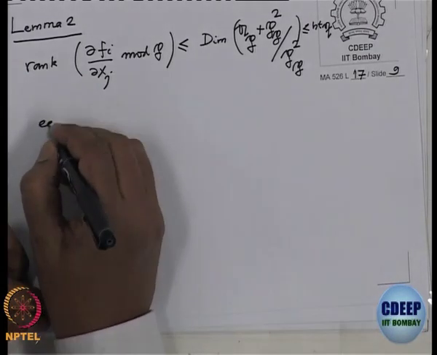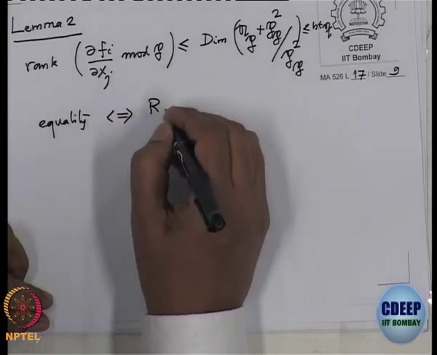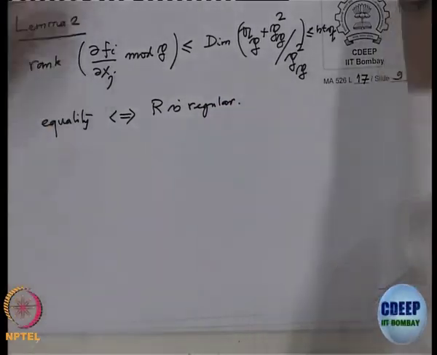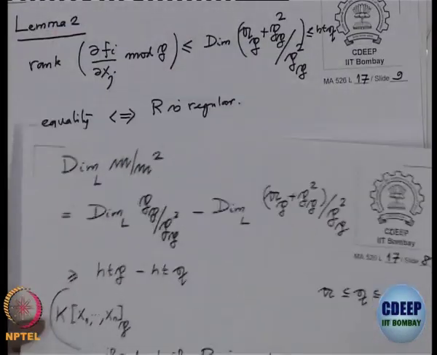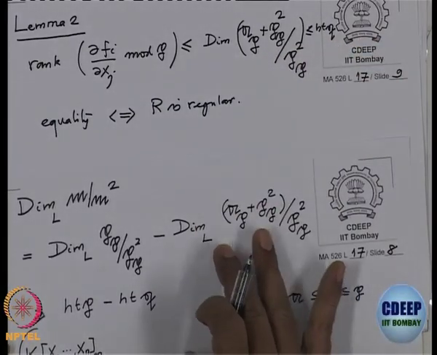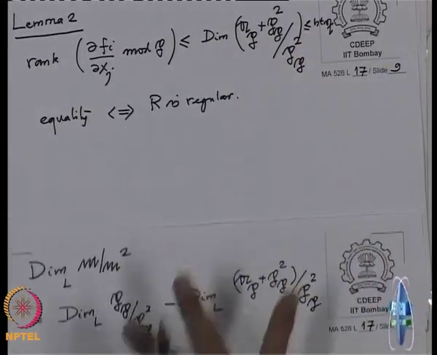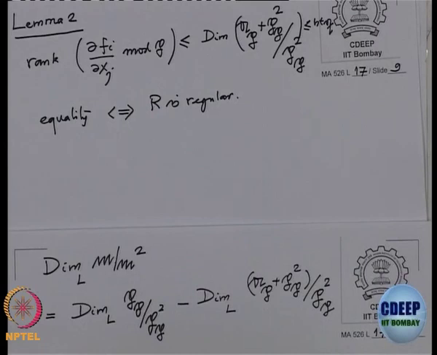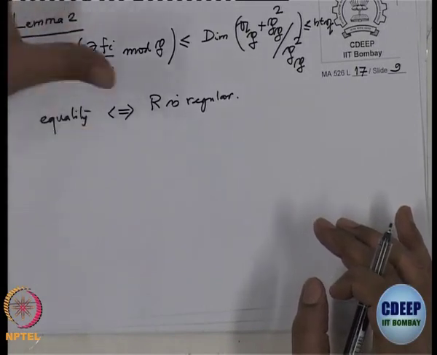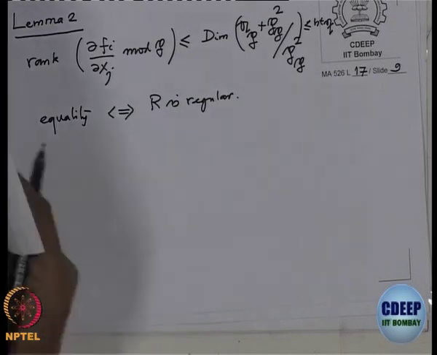So, equality if and only if R is regular. So, that is precisely what we want. You see here, this one is bounded by this one. So, when equality holds here, and this equality holds, that means equality here will mean that R is regular. So, just tie up both these things and then you get the answer. So, that proves your A and then everything.